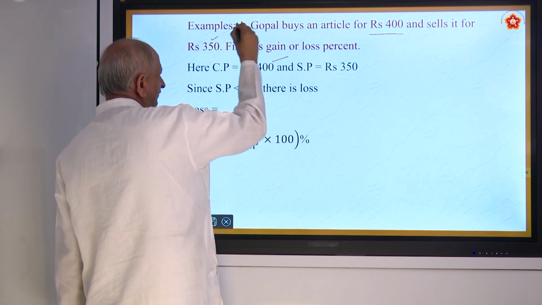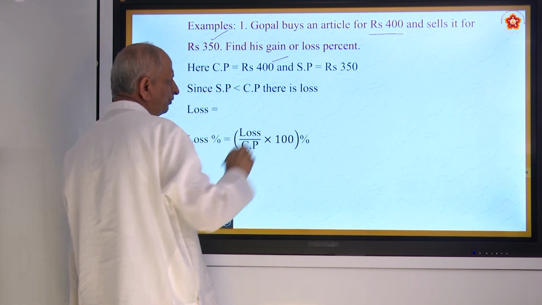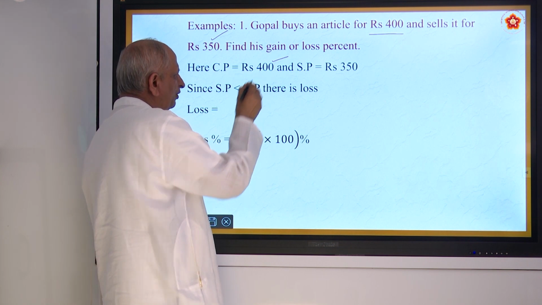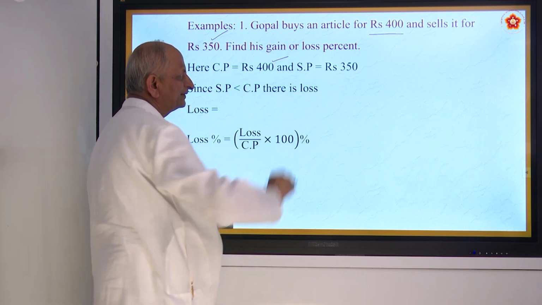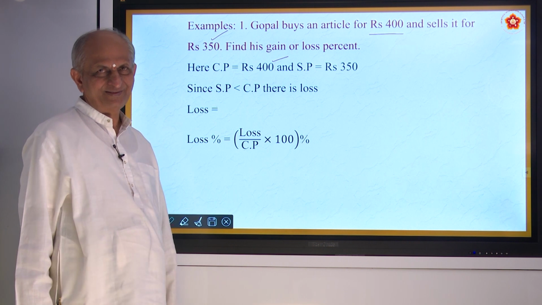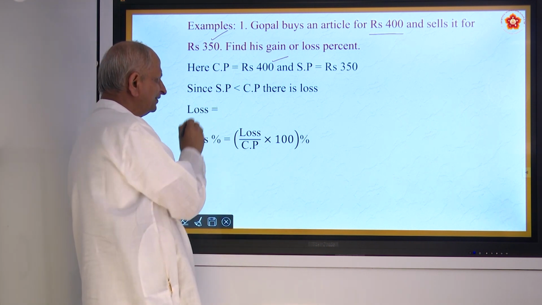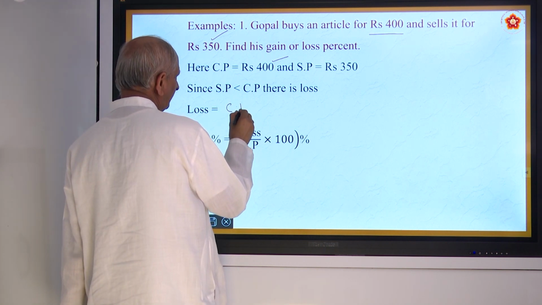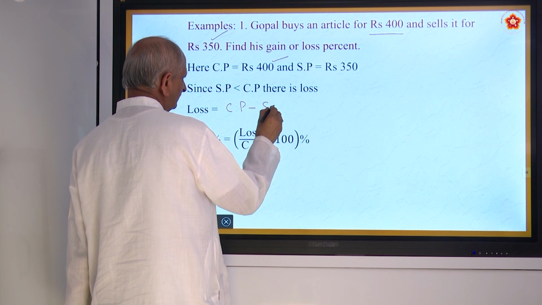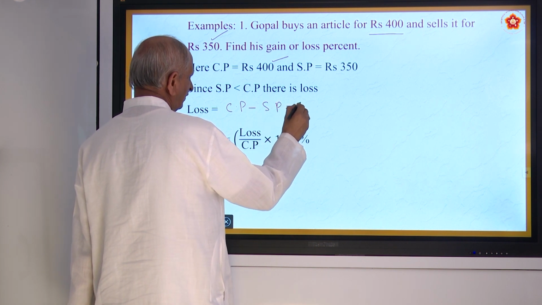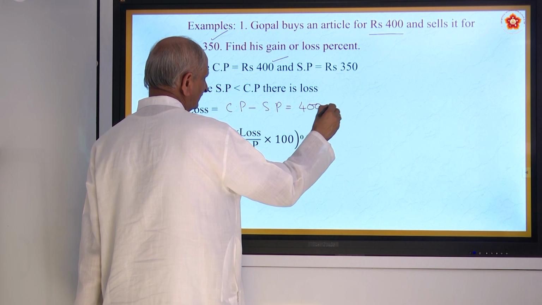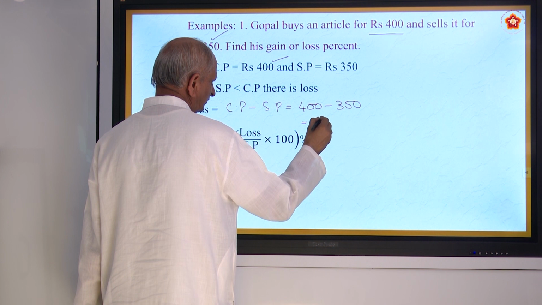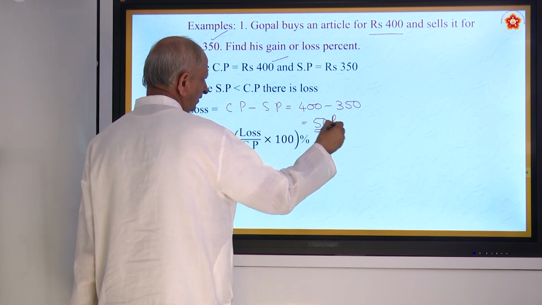And sells it at 350 rupees. So, which is more? The cost price is more. Selling price is less. Is it not? And then what? He will be at loss now. How much loss? Loss will be CP minus SP. That will be equal to 400 minus 350. That will be equal to 50 rupees. Are you following?